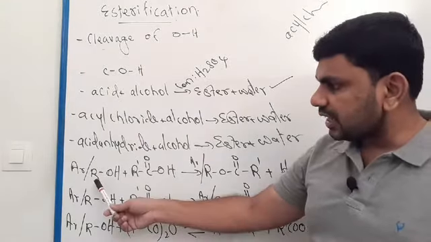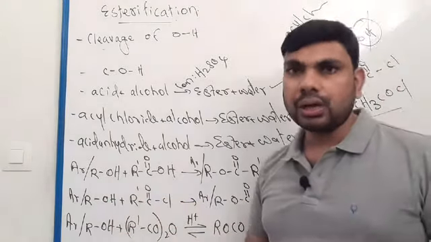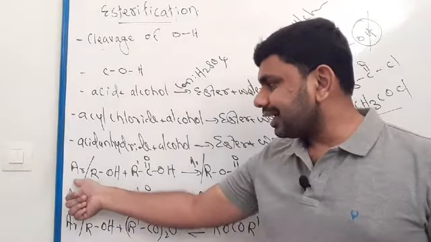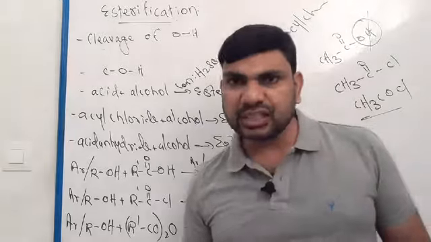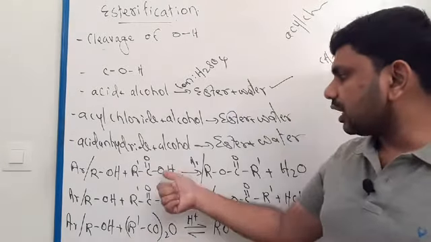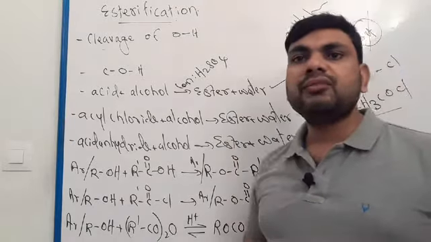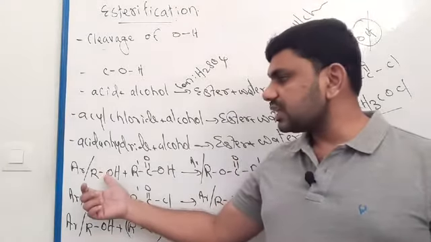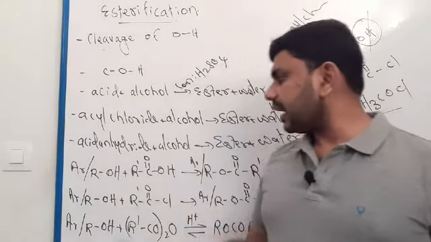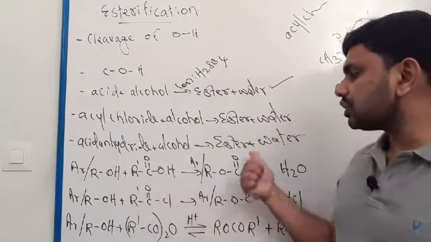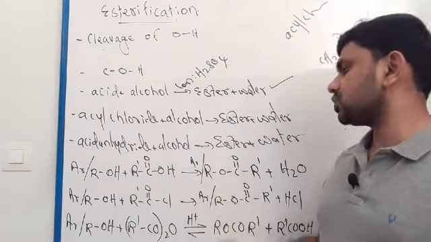So you can see here in the beginning ROH means alcohol, either aromatic alcohol or aliphatic alcohol, reacted with carboxylic acid, it produces ester. Aromatic alcohol means phenol. Instead of CH3OH we can use phenol. Phenol reacted with carboxylic acid will change to ester. It contains a benzene ring, so it will be an aromatic ester.